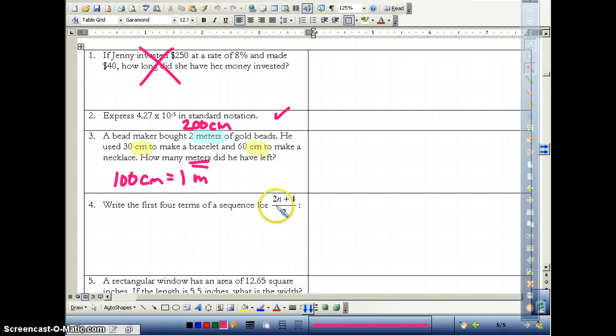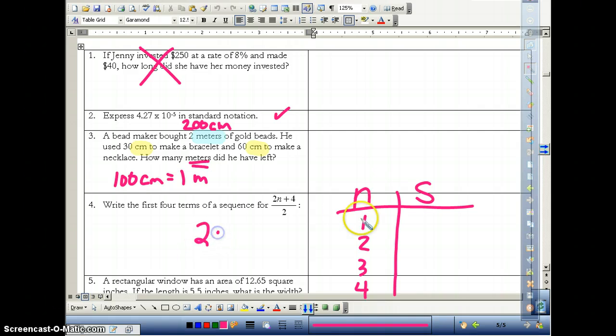The first 4 terms in this sequence. With sequencing, here's your position number and here's the value of the sequence. First 4 terms: the first position, the second position, the third position, the fourth position. You're just going to pop those numbers in for n. I'll do the first one with you. If we're in the first position, that's going to be 2 times 1, that's your position number, plus 4, divided by 2. 2 times 1 is 2, plus 4 is 6. 6 divided by 2 is 3. You guys need to finish out the rest of that chart.